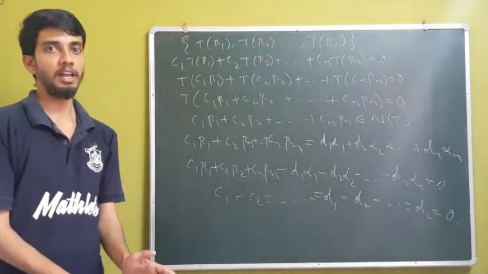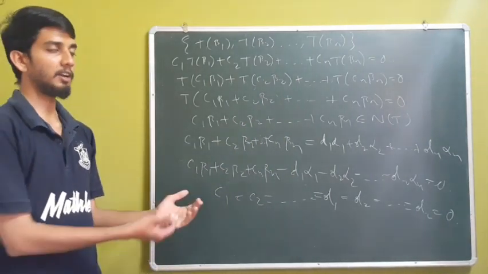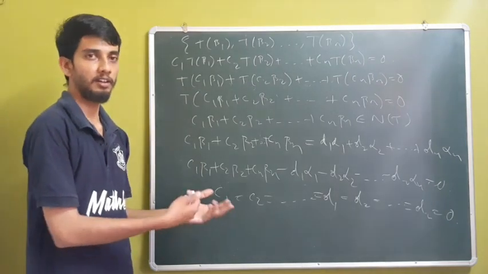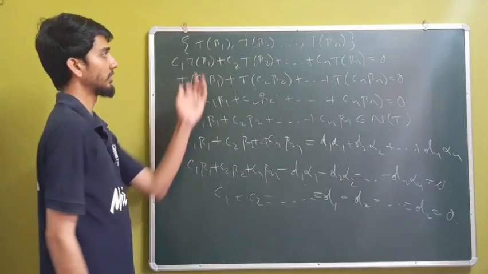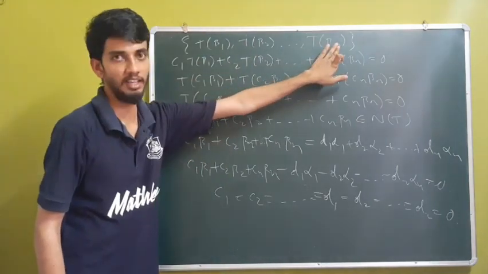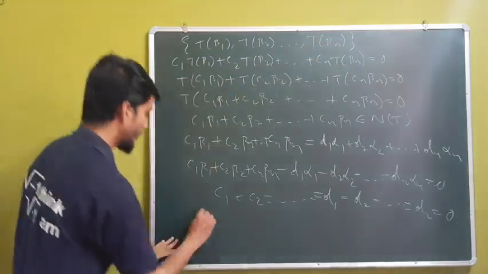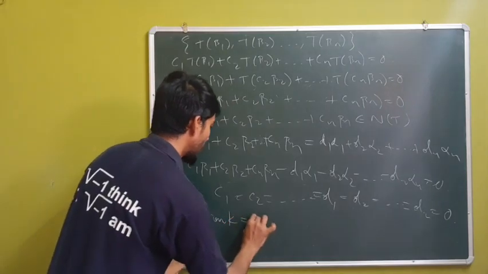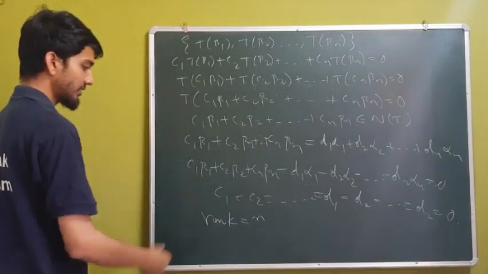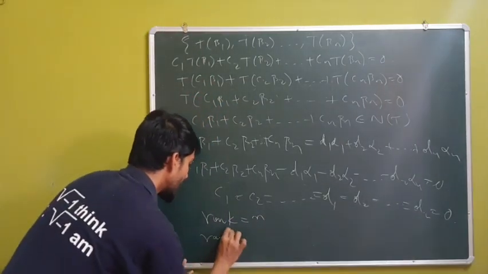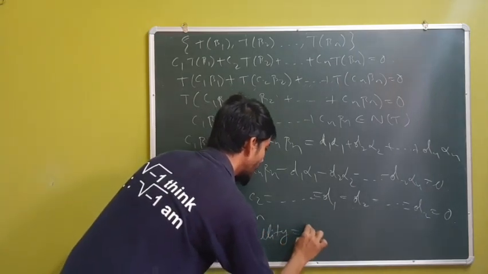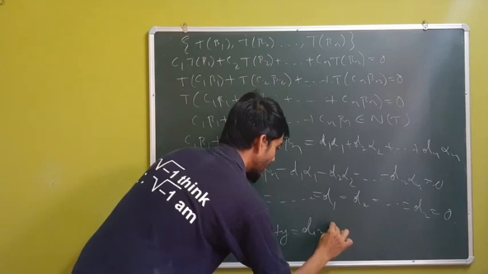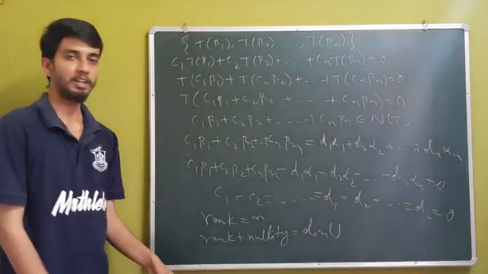So together that implies that the basis for R of t is nothing but this. So the dimension of this basis is n, so the rank must be equal to n, and hence rank plus nullity equals the dimension of U, which is nothing but the domain.